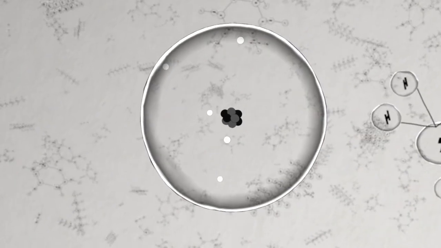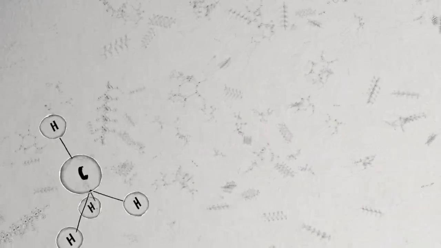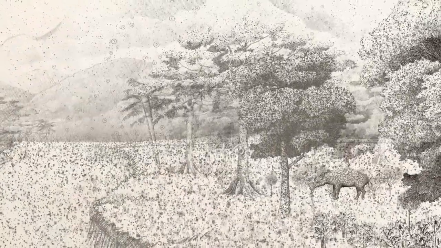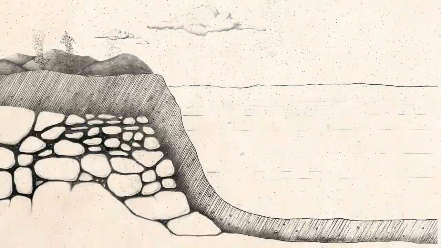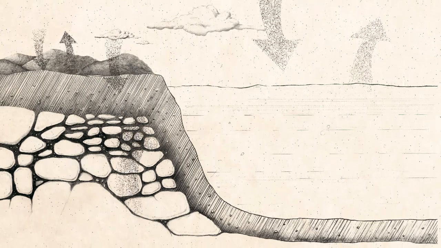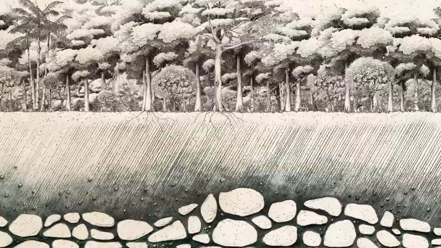Because of its ability to form complex, stable molecules, carbon is an essential element for life on planet Earth. Without this element and its characteristics, life as we know it would not exist. Carbon is exchanged between the biosphere, pedosphere, geosphere, hydrosphere, and atmosphere in a continuous way in what is known as the carbon cycle.